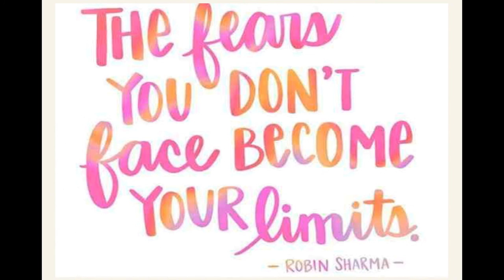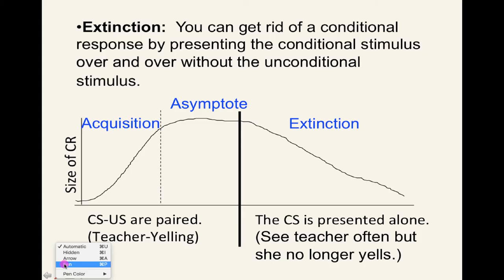You have to be around them in an environment that is safe. So that's typically how we would use the term extinction. We have here just a simple graph. Again, on the y-axis, we have the size of the conditional response.